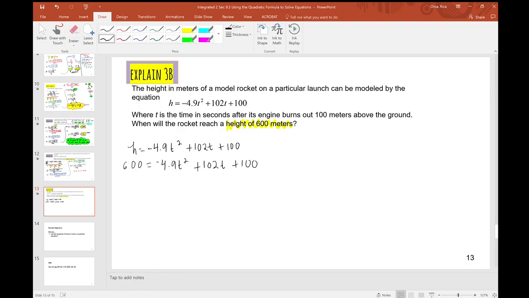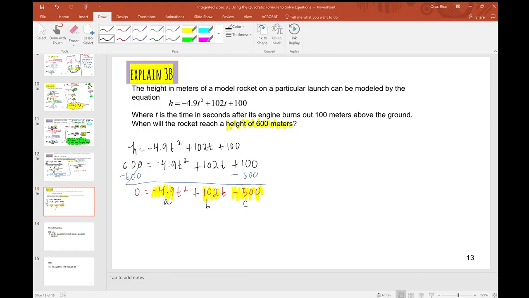We want to use the quadratic formula, so let's rewrite our equation in standard form or trinomial form. So I'm subtracting 600 from both sides. Now I have 0 is equal to negative 4.9 t squared plus 102t minus 500. Now let's identify a, b, and c. A is negative 4.9, b is 102, c is negative 500.